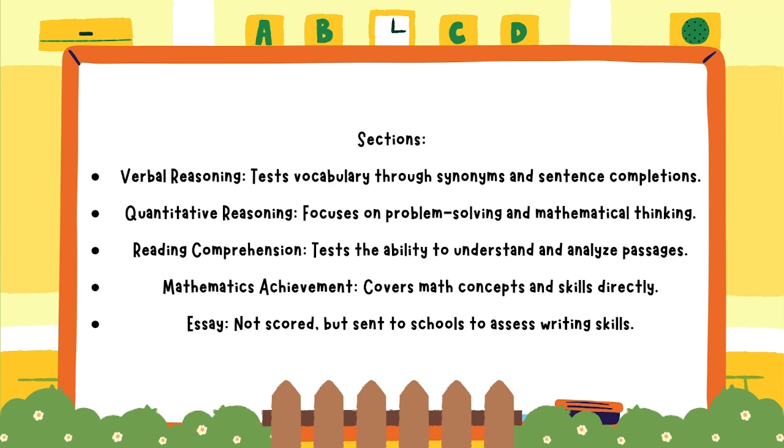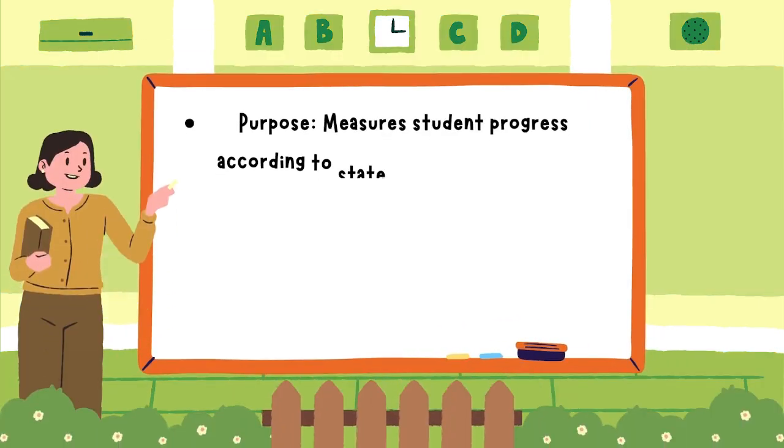In mathematics achievement, they cover math concepts and skills directly. And the essay is not scored, but it is sent to schools to assess your writing skills. So it does not give a scoring for the essay, but they send it to the school just to check how good your writing skill is. All these sections are long and take a great amount of time, so you have to be prepared as well.